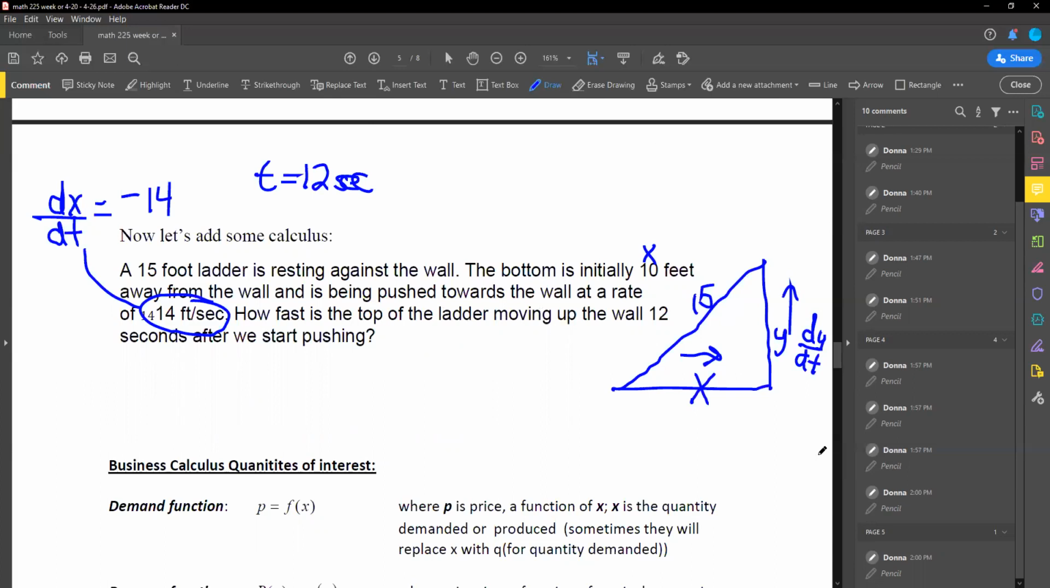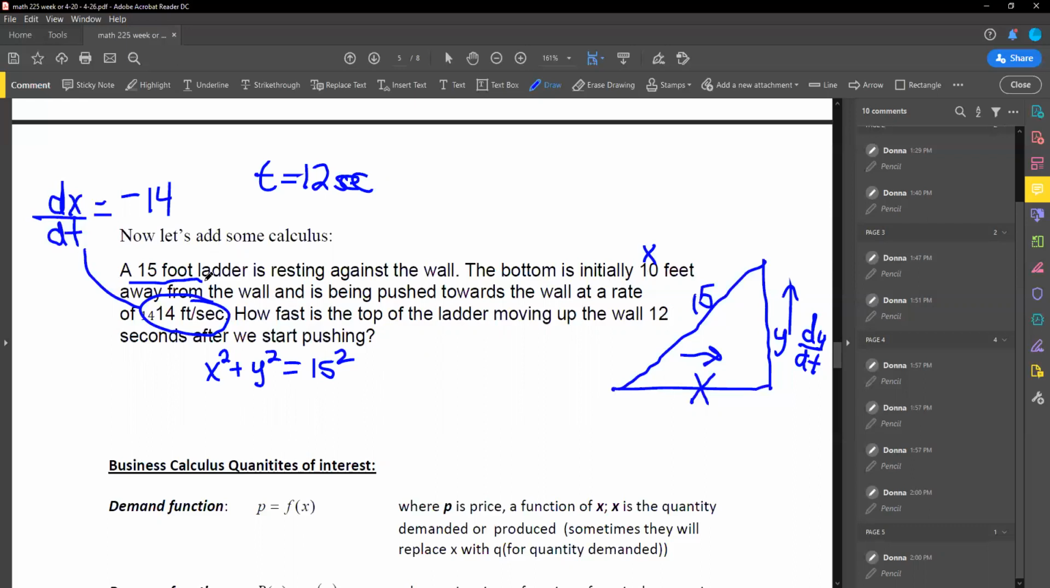Okay, so this is a right triangle, and what I see are three sides. So I know that x squared plus y squared has to equal 15 squared. That's the Pythagorean theorem, right? Because that's your hypotenuse. Now, remember the 15 I plugged in because the 15-foot ladder, that's not changing. If it's not changing, you plug it in at the very beginning.